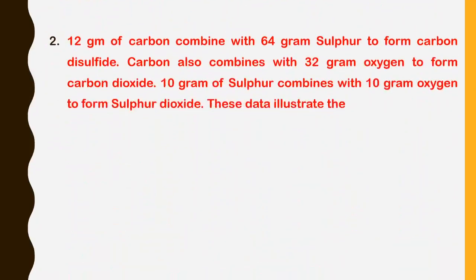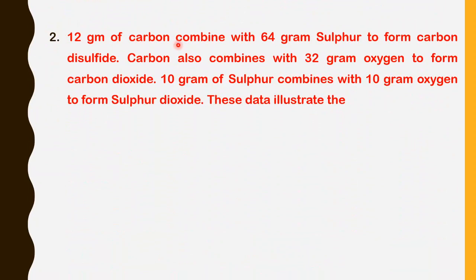Next, 12 gram of carbon combines with 64 gram of sulfur to form carbon disulfide. Carbon also combines with 32 gram of oxygen to form carbon dioxide. The third case is 10 gram of sulfur combines with 10 gram of oxygen to form sulfur trioxide. If you see here, now it is much more complicated, so you require more attention. Carbon and sulfur are combining in case number 1.